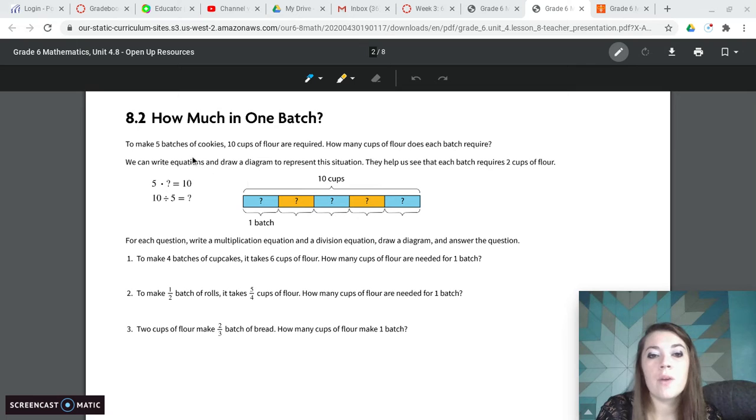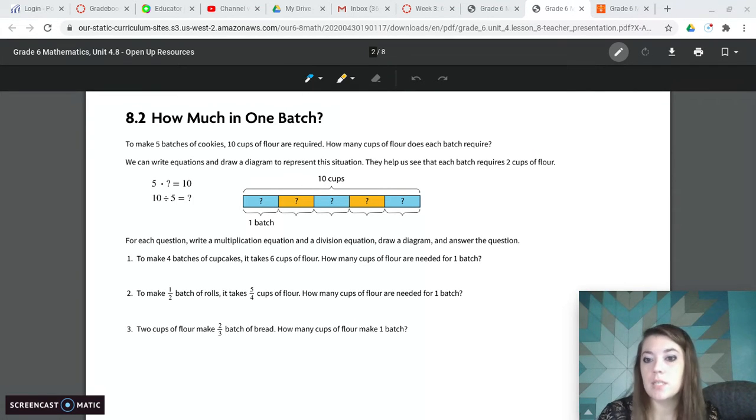So we can write equations and draw a diagram to represent the situation. They help us see that each batch requires 2 cups of flour. So 5 times something equals 10. 10 divided by 5 equals question mark. So here's our one batch. And so we can see that here. We can solve for it and find that it is the 2 cups of flour by taking 10 and dividing it by 5.